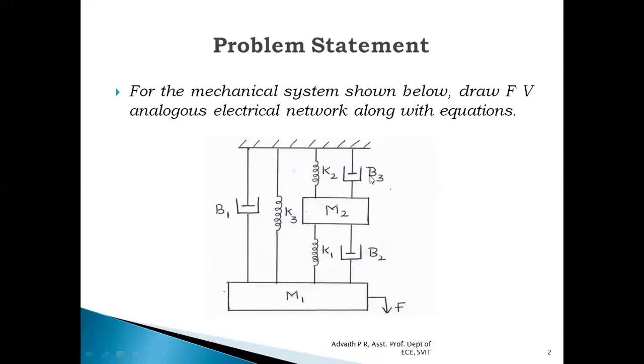Similarly, for K2 and B3, one end is connected to mass M2, the other end is connected to rigid support. So the displacement of K2 and B3 is completely dependent upon the displacement of mass M2. Whereas K1 and B2 are between M1 and M2, that is, between displacements x1 and x2. So there are no other extra displacements apart from those because of these mass elements.